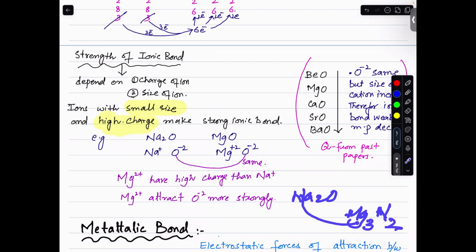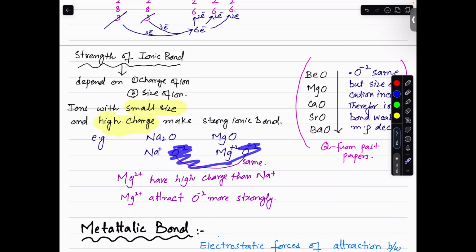Why? Neither the metal nor the non-metal is the same. The question would be of very low level, right? So keep in mind, one thing would be the same. The charge of Mg is larger than Na plus, and therefore when the charge is more, it attracts oxide more strongly. So ionic bond depends on the charge of the ion as well as the size of the ion. The charge should be more and the size small. So strong ionic bond.